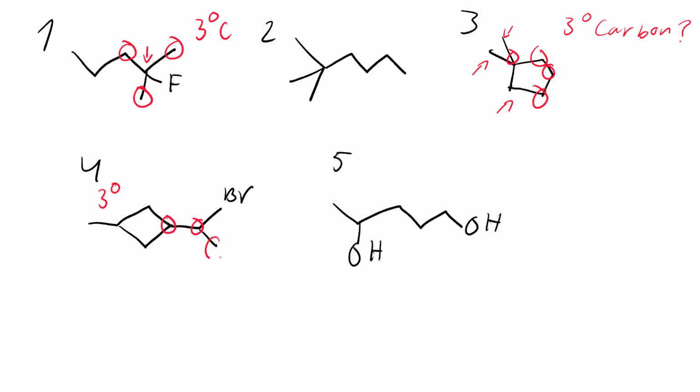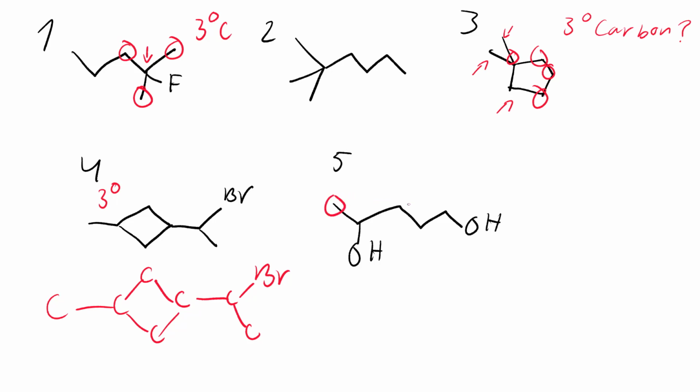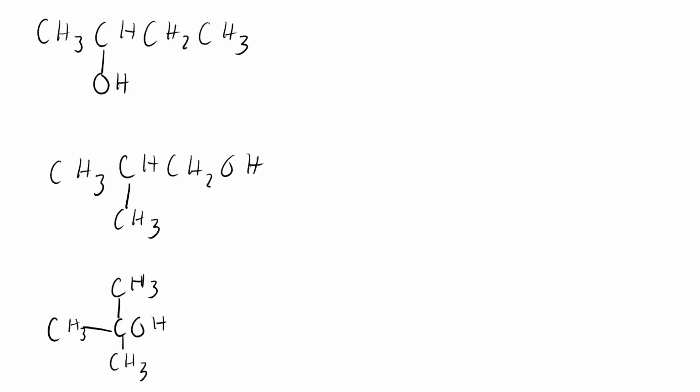Okay, and this carbon is only attached to 1 and 2. In case you're kind of confused, we have a carbon attached to another carbon attached to a carbon with a bromine. And then we have carbon, carbon, carbon, carbon. Okay. This is a primary carbon. This is a secondary carbon. This is also a secondary carbon. And this is the primary carbon. You should be able to do that on the test, right?